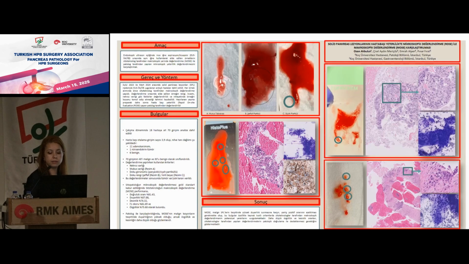But for example, in the last example here, we see a lot of fragments. Of course, we have enough tissue for diagnosis, but mostly the tissue fragments consist of fibrosis. So it may be enough for diagnosis, but it's insufficient for molecular tests.